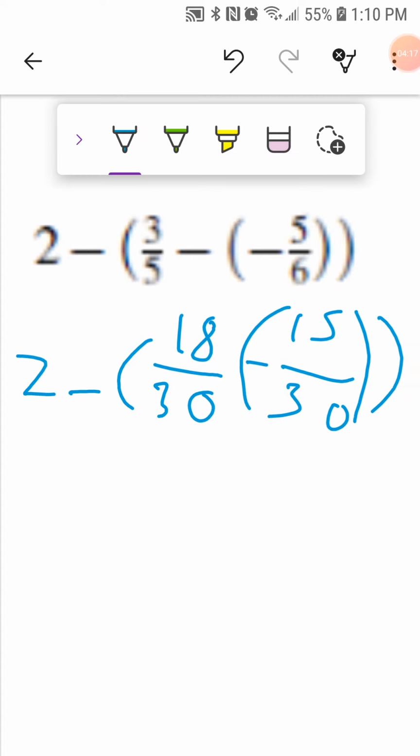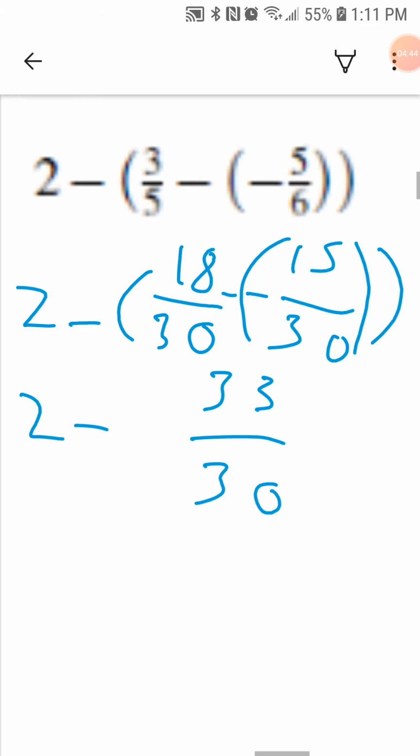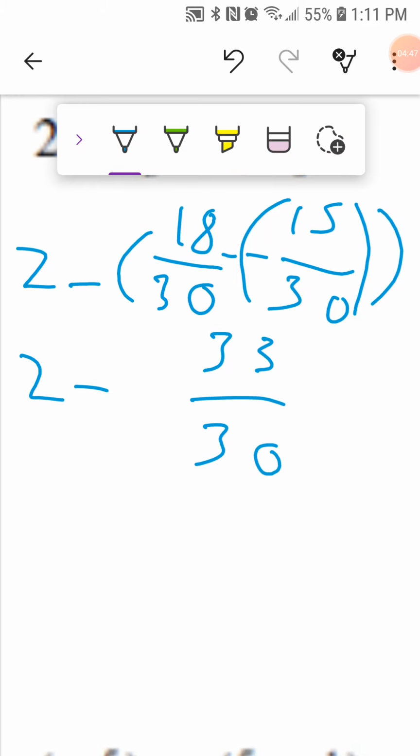So now we go 18. We're actually going minus here as well. So minus a negative. So minus a negative is just adding them. So that gives us 2 minus 33 of 30. So that's 2 minus 1.1, leaving us with 0.9.